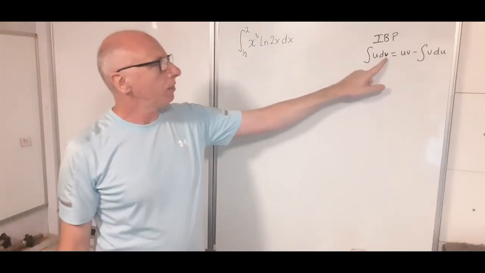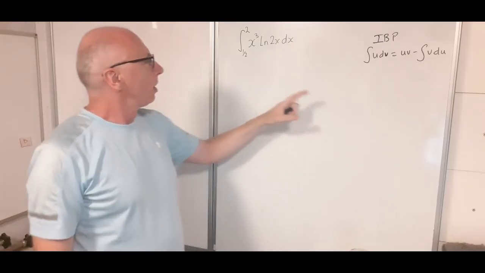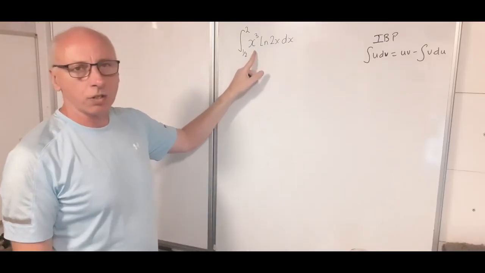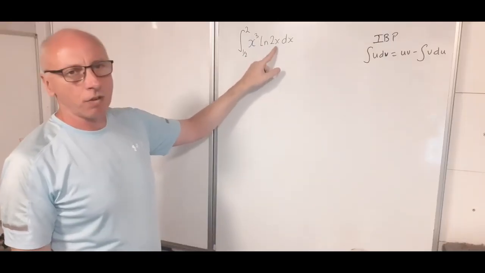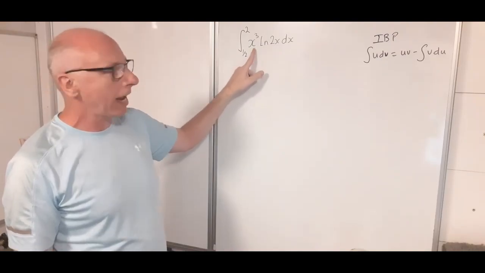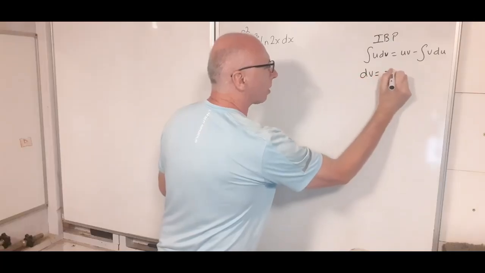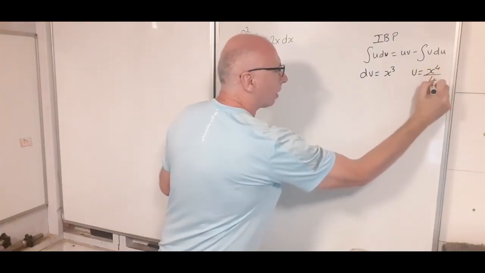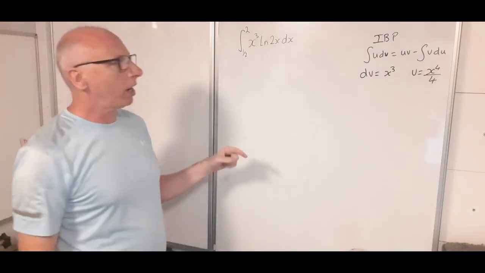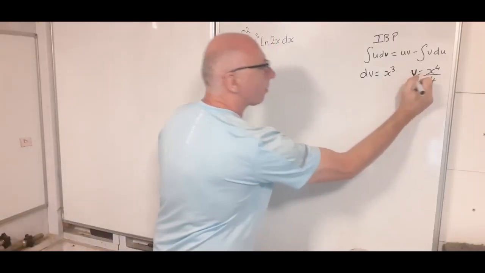Now if I select dv, I've got to integrate it because I need to get to v. So which one do I prefer to integrate? Well, natural log of 2x, to integrate that I need integration by parts again, so I'm going to pick x cubed for my dv. So straight away dv is x cubed, and then integrate that, raise the power by 1, divide by the new power. So that's a v, not a u. Got to be careful here with the v's and the u's.